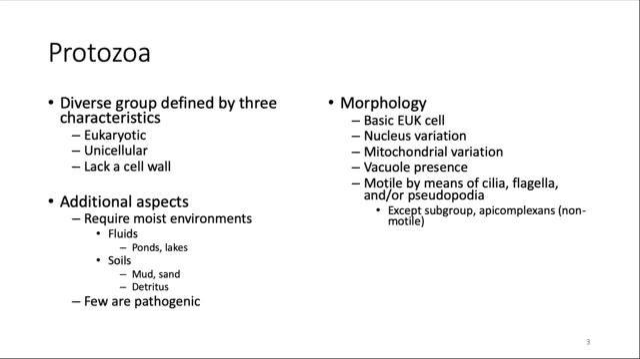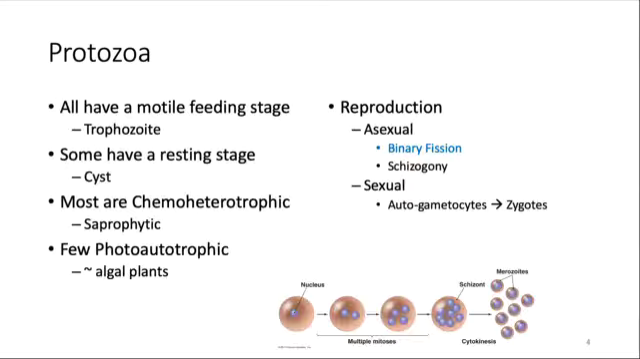Morphologically, they have the characteristics of the eukaryotic cell. They show variations in terms of their nucleus, because you have some that have more than one nucleus. You have some that have differences in size of their nucleus. Then there is a mitochondrial variation, vacuole presence, motility as well. And so we'll use some of these features to group or classify the protozoans.